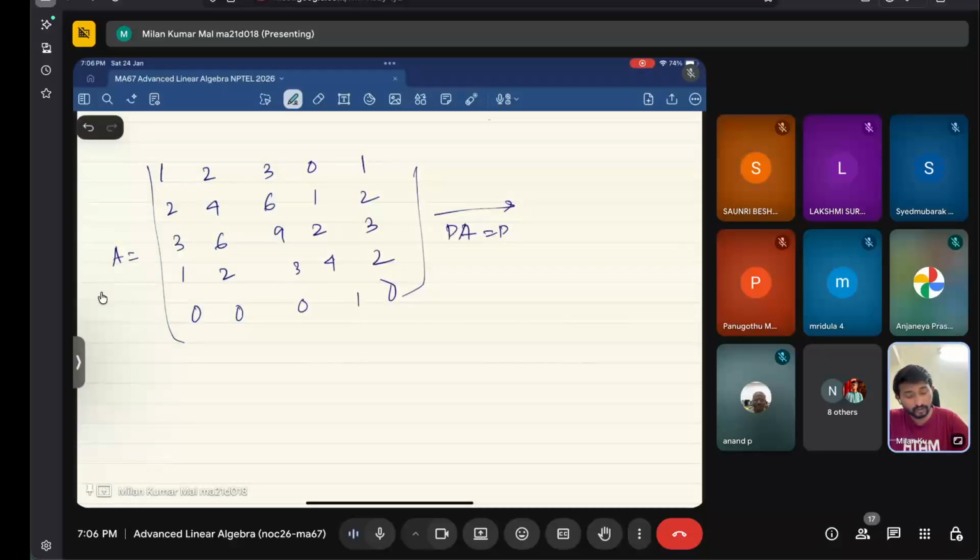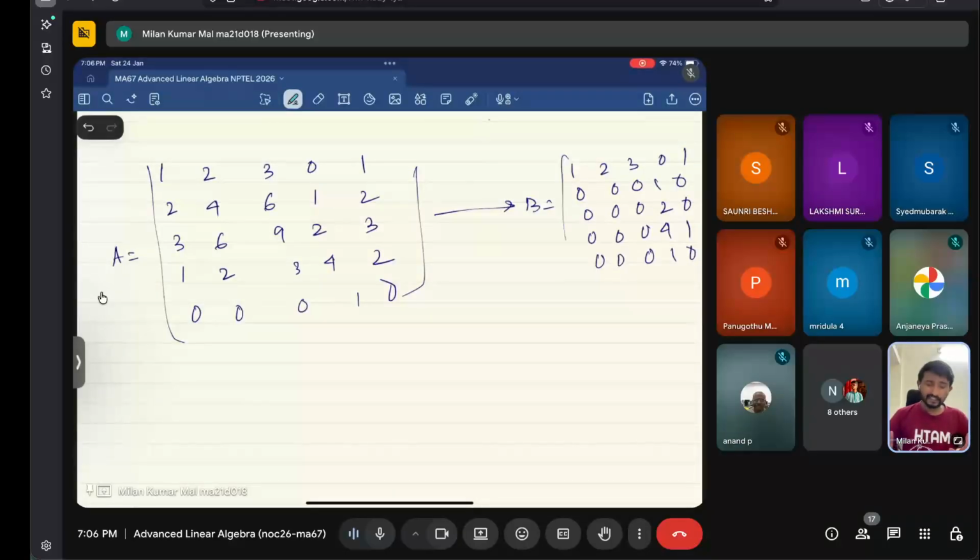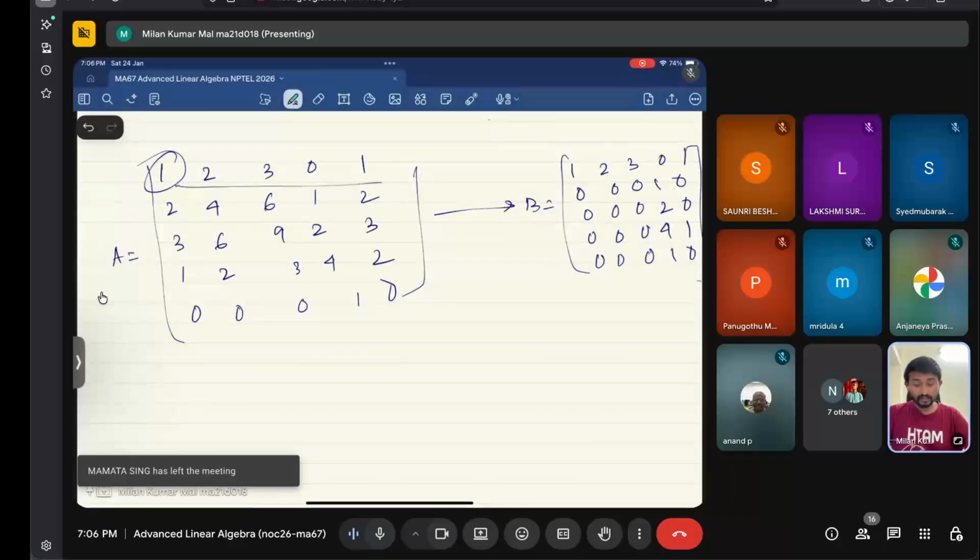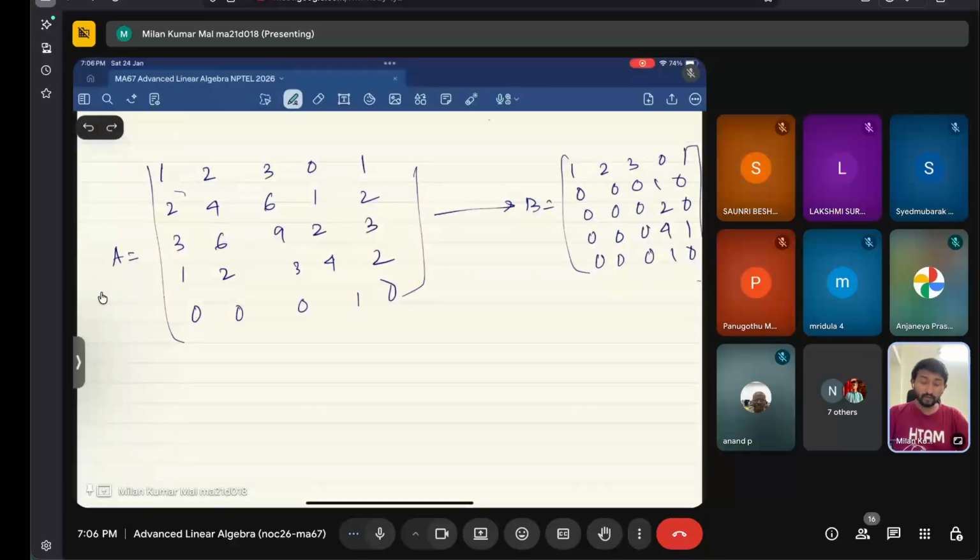The B that is asked is 1, 2, 3, 0, 1, 0, 0, 0, 1, 0, 0, 0, 0, 2, 0, 0, 0, 0, 4, 1, 0, 0, 0, 1, 0. Let's do the standard row reduction process. Why am I saying standard row reduction process? Because the leading term of the first row is 1, but all other terms are as they are. So we have to make sure these entries become 0.